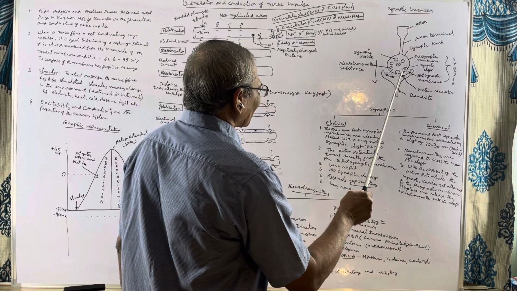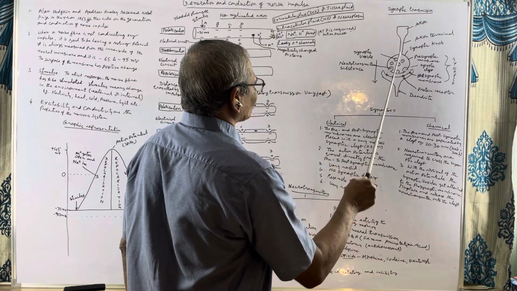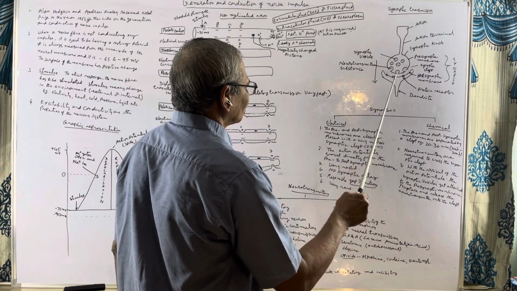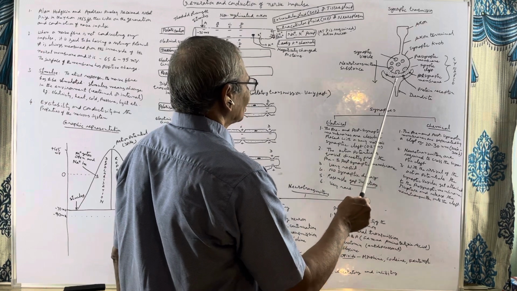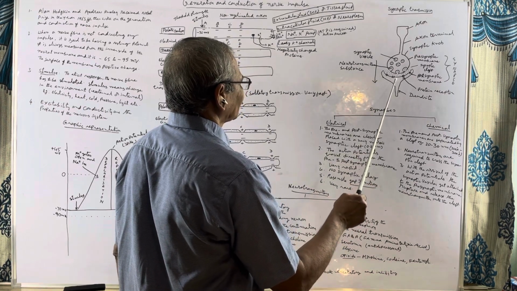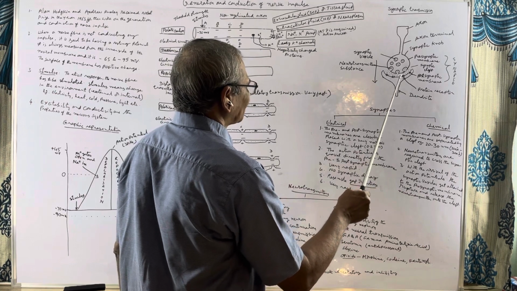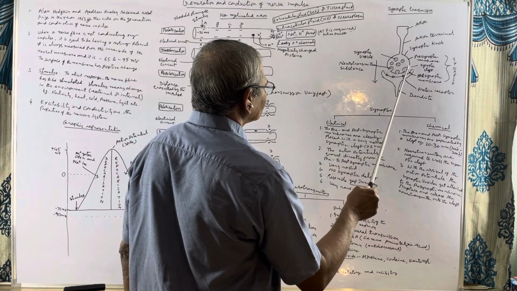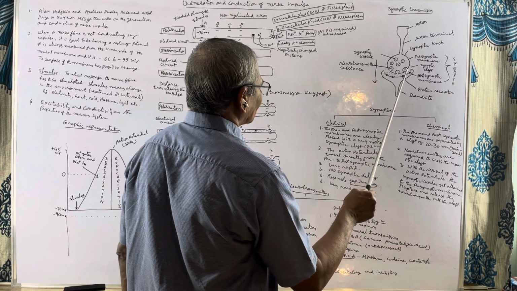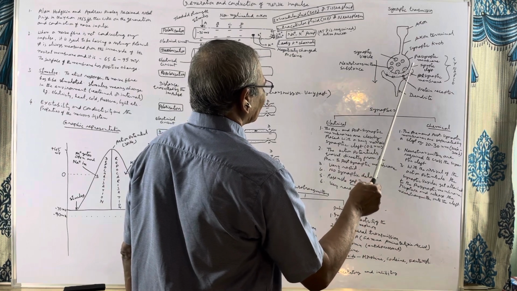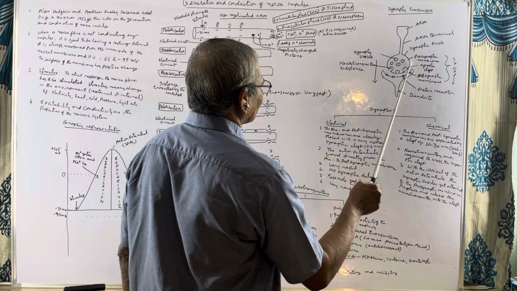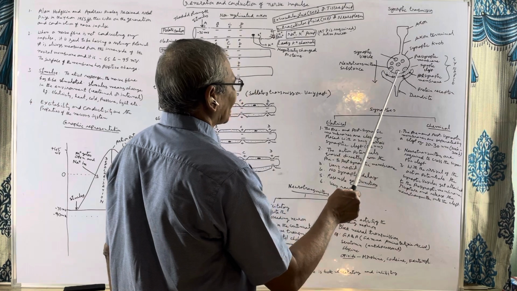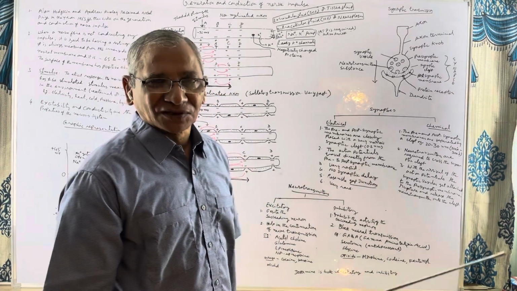The neuron present in front of the synapse is known as presynaptic neuron, and this is called postsynaptic neuron, the neuron present after the synaptic cleft. So between the presynaptic neuron and postsynaptic neuron, there is a gap called synaptic cleft. Then this membrane of this neuron is known as presynaptic membrane. This is the postsynaptic membrane, and they are separated by a synaptic cleft.